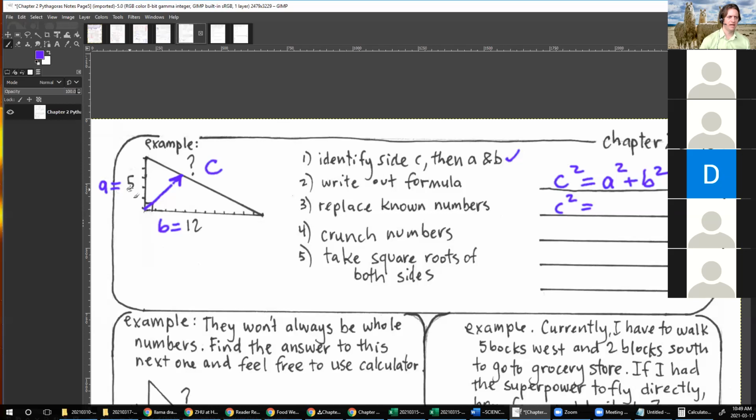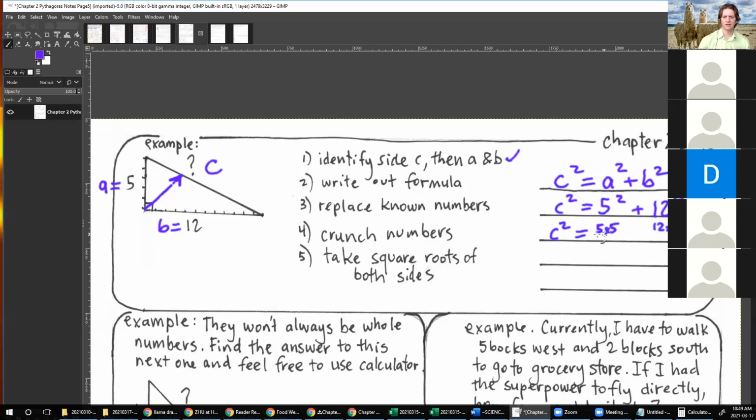So I'm just going to replace A with 5. So A is going to be 5. And B is going to be 12. All right. It's going to be a bigger one. That's fine. Now I'm going to crunch my numbers. That's what I sort of say in the calculator. Or you can do it in your head. But I'm just going to calculate this. This is going to be like 5 times 5, which is going to be 25. And this is going to be 12 times 12.